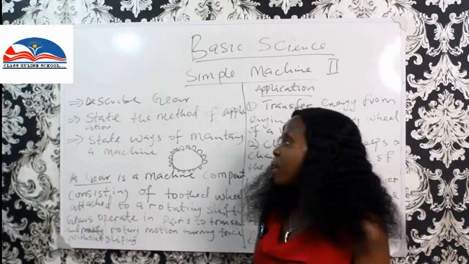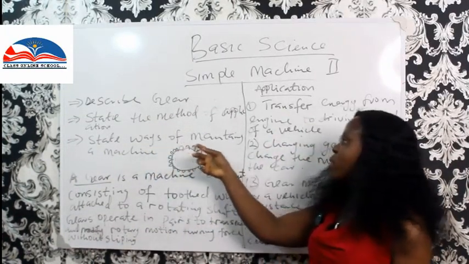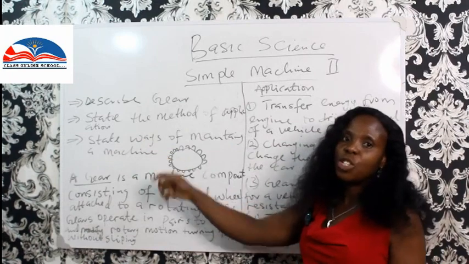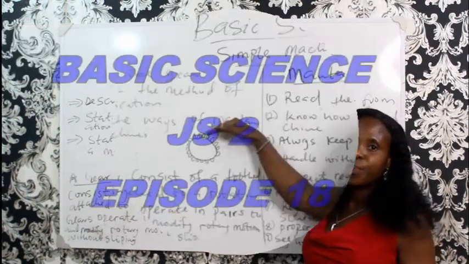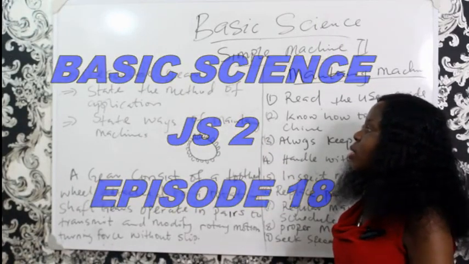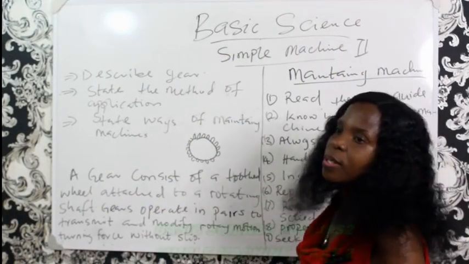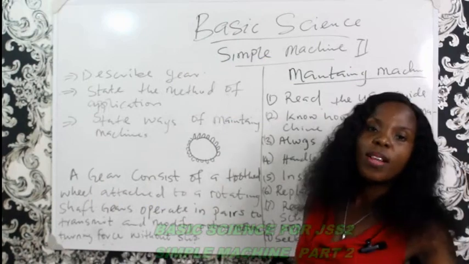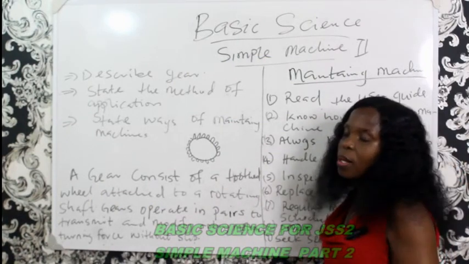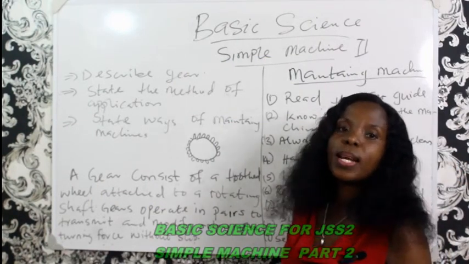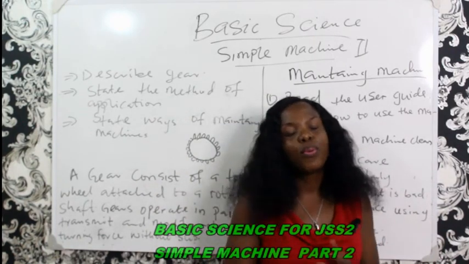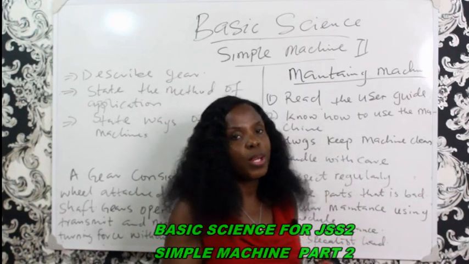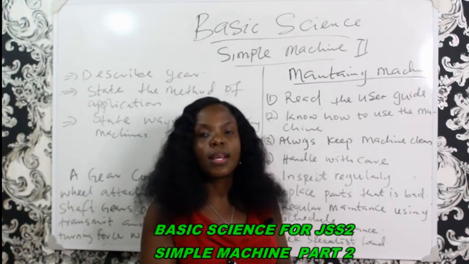Now let's take our third objective, state ways of maintaining a machine. So you are taking the third objective, state ways of maintaining machines. Both the ones we have learned in the previous class and this one we are learning now, and even some simple machines you have in your home that we didn't talk about in this class.